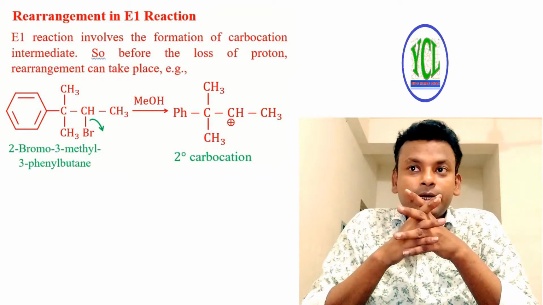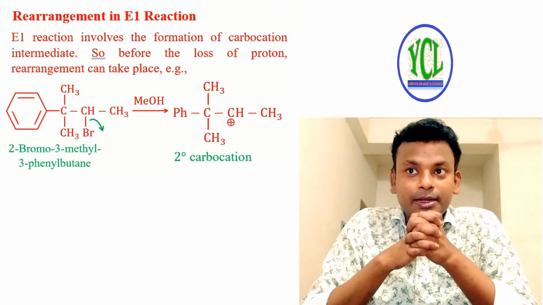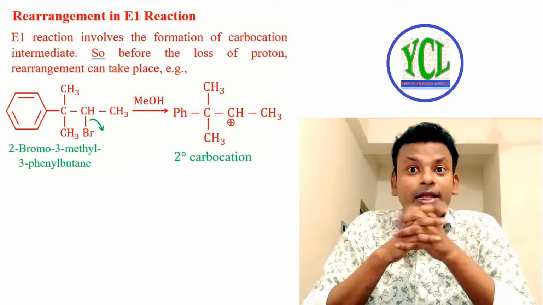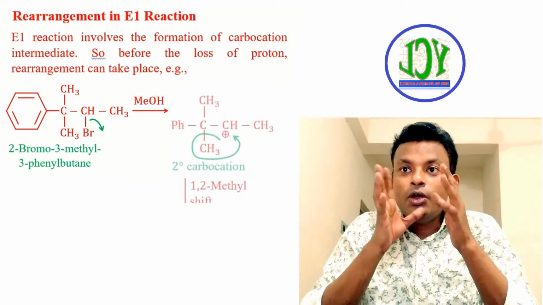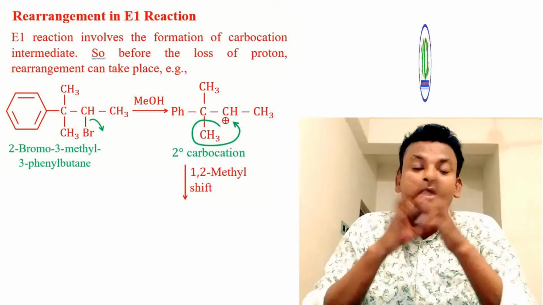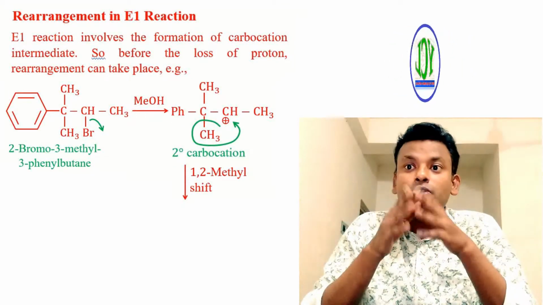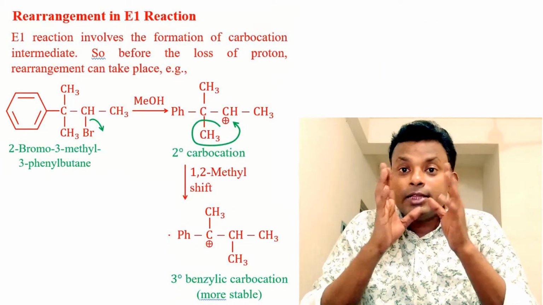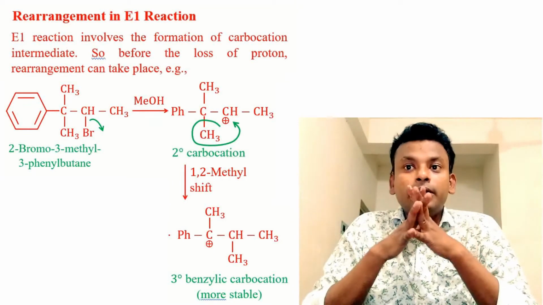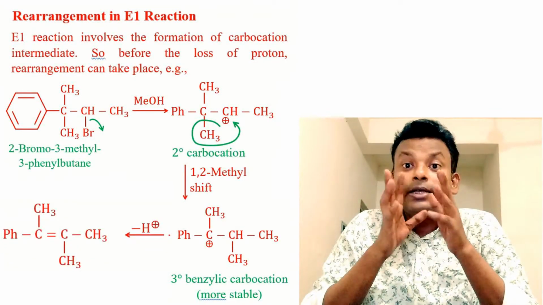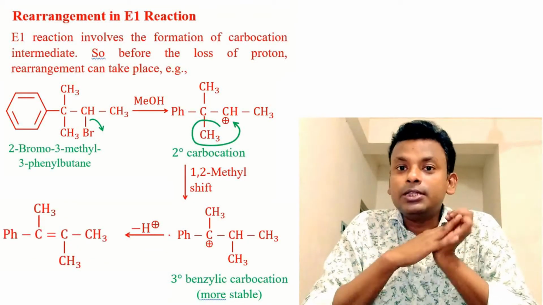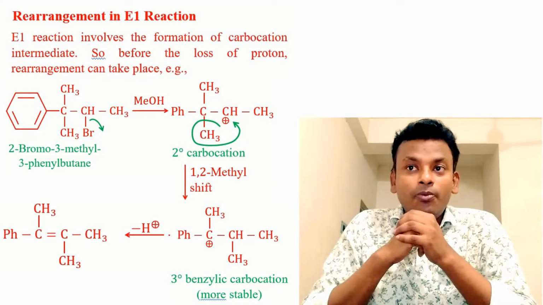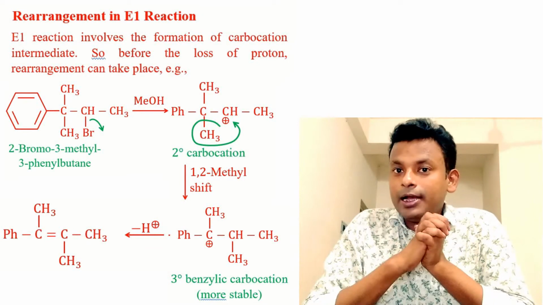and this 2 degree carbocation is less stable because a 3 degree or benzylic carbon is present next to it. So a 1,2-methyl shift is possible, and it forms a 3 degree benzylic carbocation that is more stable than the 2 degree carbocation. The next step is deprotonation to form the alkene. This is the simple rearrangement of E1 reaction.